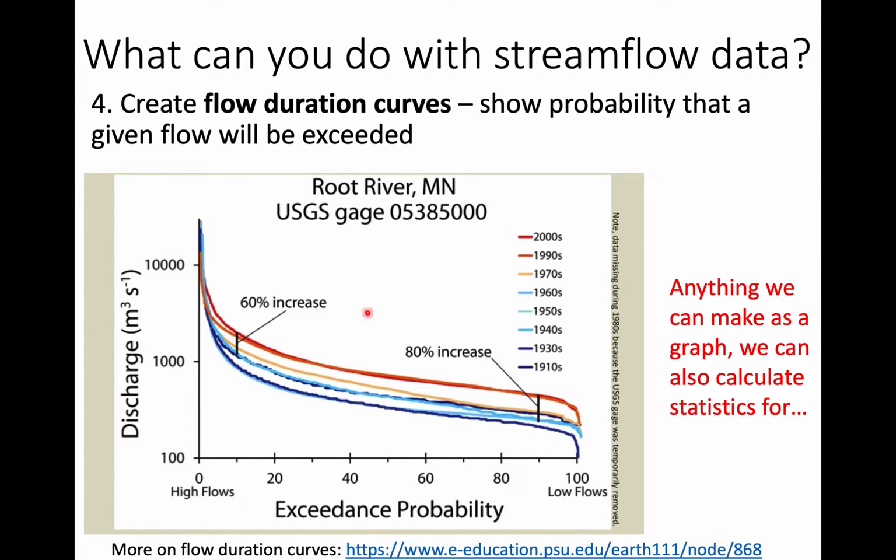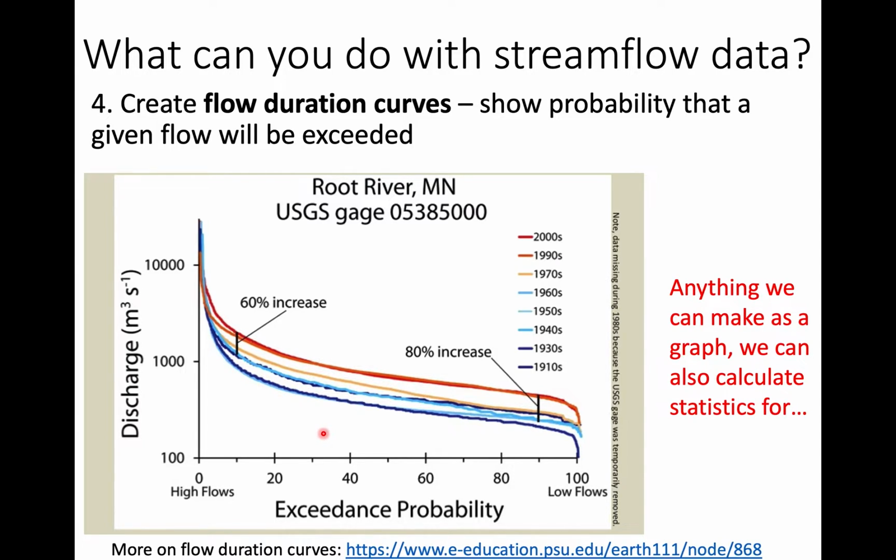And a flow duration curve, or FDC, is a really useful way of looking at that, because what it does is it shows the probability that a particular flow will be equaled or exceeded based on the stream gauge record. So this is a really nice, cool example of a flow duration curve for the Root River in southern Minnesota. This is actually the river I grew up canoeing on with my family. And one of the things that we can really clearly see from this flow duration curve, which they've broken out by decades here, is that flow is increasing over time.